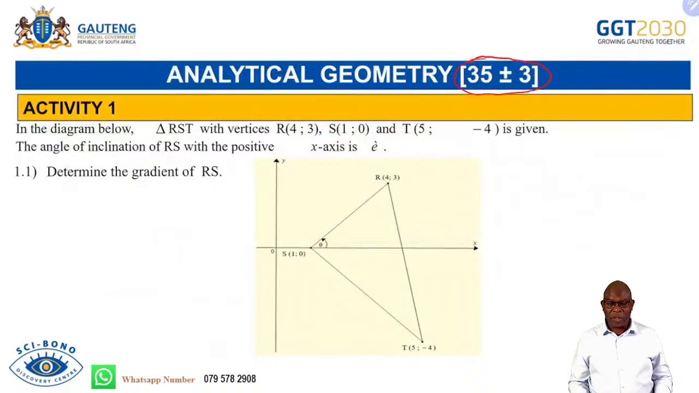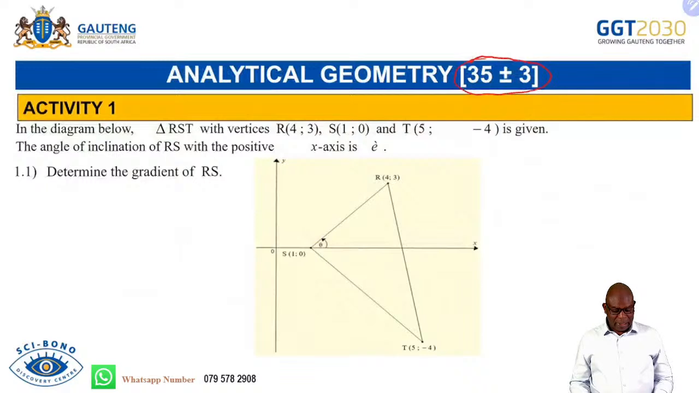That's why we need to calculate the gradient, the equation of the straight line, the inclination, and we also need to know how to find the midpoint of the line. In each and every question paper, you're going to be asked about the gradient, the inclination, and the distance of the line. Those questions we must be able to get. Let's look at the first one.